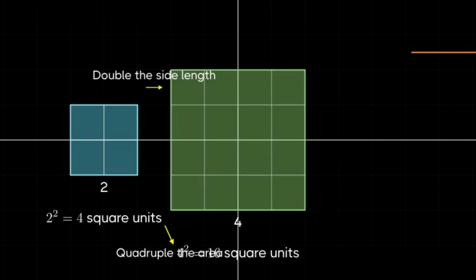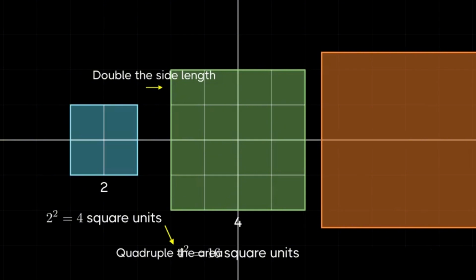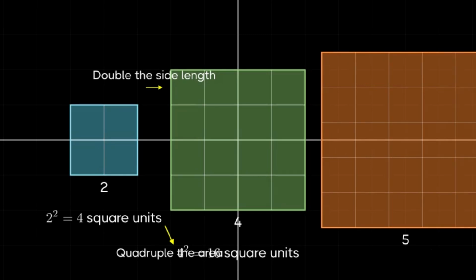Let's try one more example with a square that has a side length of 5 units. This will help us confirm the pattern we're seeing. When we divide this 5 by 5 square into unit squares, we can count a total of 25 unit squares inside. We have 5 rows with 5 unit squares in each row. The area of this square is 5 squared, or 5 times 5, which equals 25 square units. Again, we're multiplying the side length by itself to find how many unit squares fit inside.